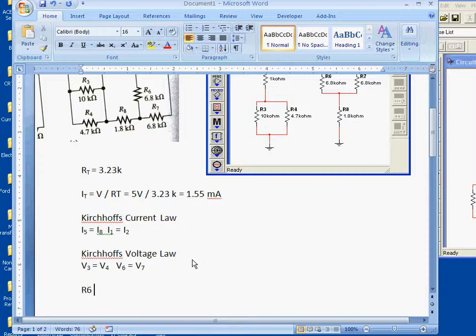So since R6 is parallel with R7 and R6 equals R7, we're going to find that, even though these are in parallel, the resistance through resistor 6 and the resistance through resistor 7 is going to be equal.